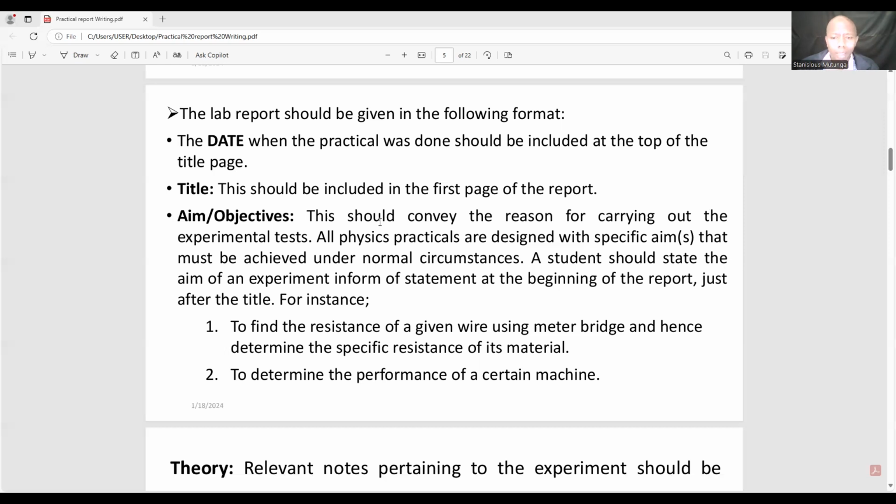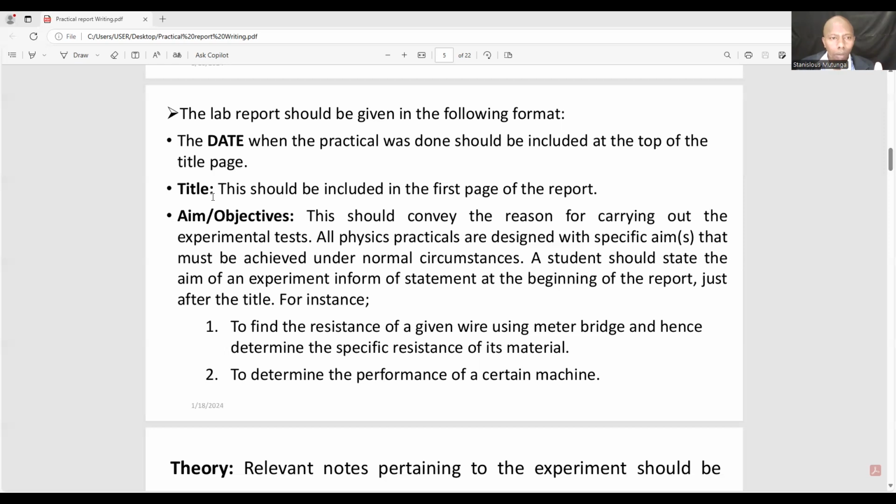Or else, if you are dealing with something like a machine, you want to determine its performance, like internal resistance, the work function, or the leverage mechanism. You're supposed to give it like, to determine the performance of a certain machine. So now, you know the machine you're using, and you know what you want to determine within that machine. Remember, when you are dealing with objectives, your objectives are supposed to be smart with reference to whatever you are doing here.